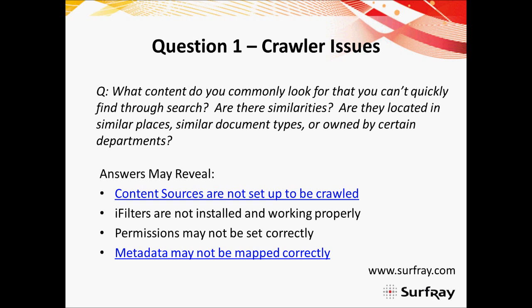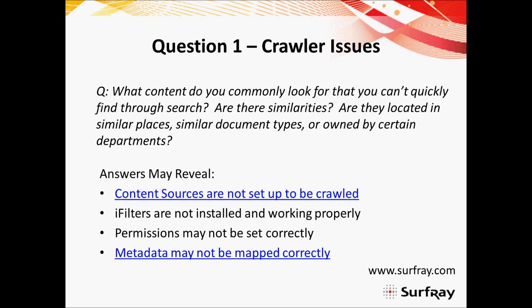So in this case, with this question, what content do you commonly look for that you can't quickly find through search? Obviously that's pretty broad, but as you dive into the details there, again, if people start telling you PDFs are not accessible, this document library isn't accessible, this federated location isn't accessible, and it probably should be, well, you need to go look at, is the content source actually crawled? Are the IFilters installed? Are permissions in place? Maybe you don't have metadata that has been mapped properly. Maybe you've set up the values and you've collected the values, but you haven't mapped it so people aren't able to quickly find that particular property through search.